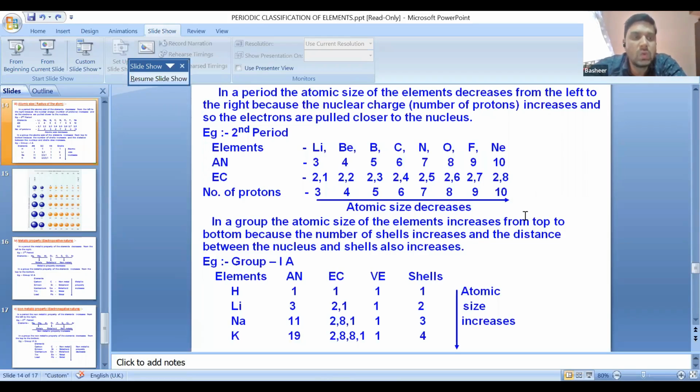They cannot lose and they cannot gain. They will always share. So whatever is in the carbon family, they always share the electron. They form methane, ethane, propane. All the alkanes form with hydrogen, sharing the electron of hydrogen. Clear?